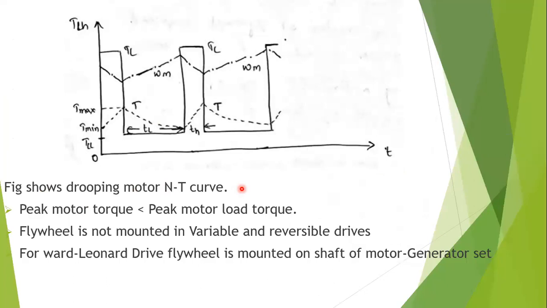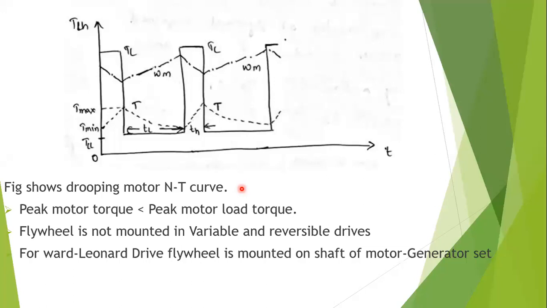Here the peak motor torque is less than the peak load torque. So if a small rating motor is taken, then the peak load can be met and the peak current drawn from the source can be reduced by a large amount. So fluctuations in the motor torque will also be reduced, and speed fluctuations will also be reduced.